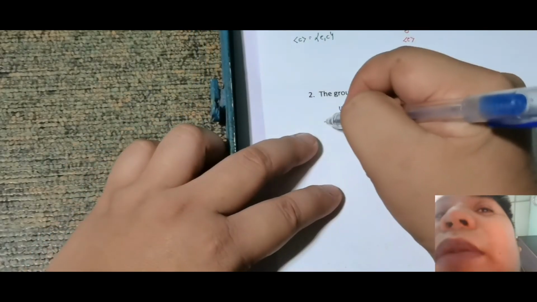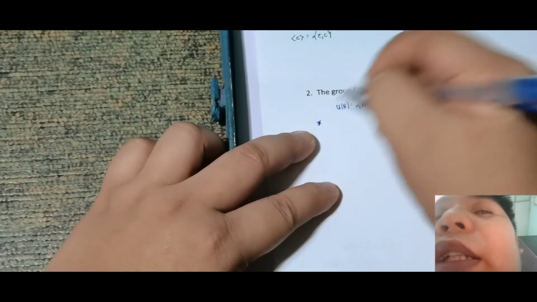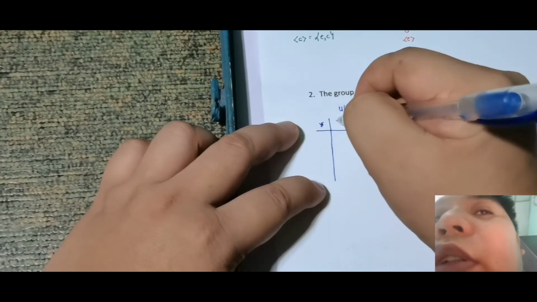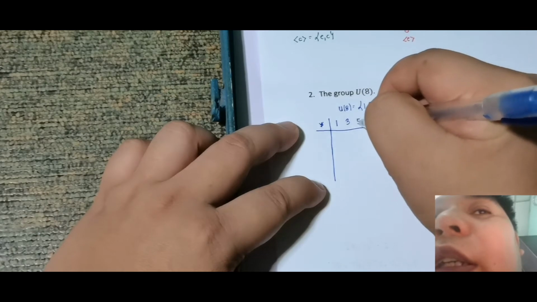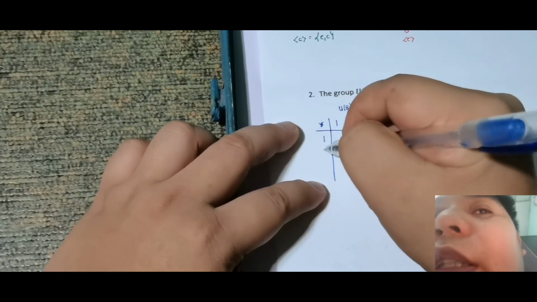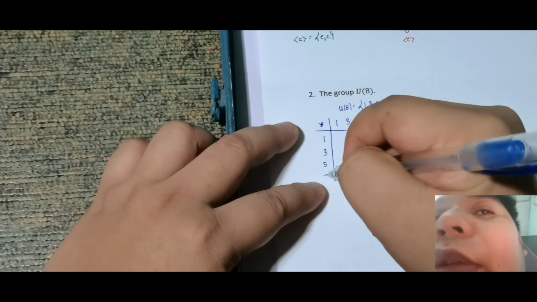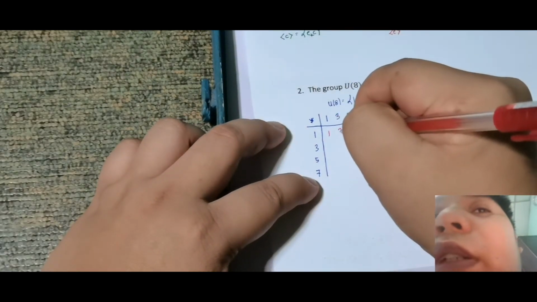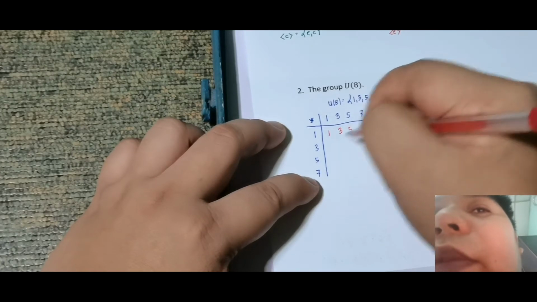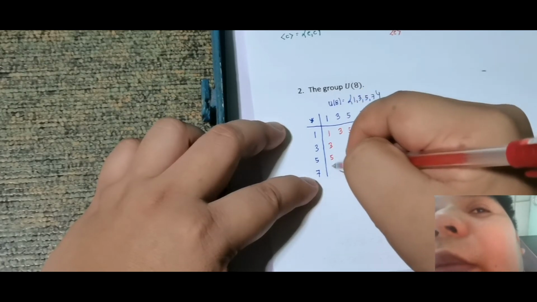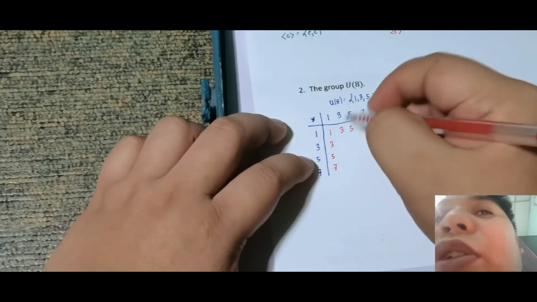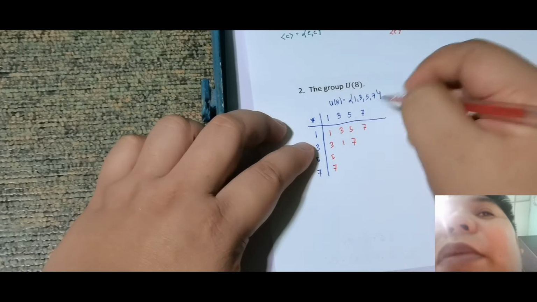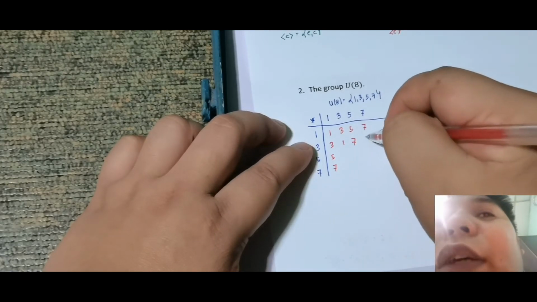So, pag ginawa natin yung group table, so sa group table kasi tayo nakadepende dito actually. Okay, so ito yung 1, 3, 5, and 7. This is 1, 3, 5, and 7. Okay, so sulatan natin. 1 times 1, 1, 3, 5, 7. 3, 5, and 7. 3 times 3 is 9, modulo 8 is 1. 3 times 5 is 15, modulo 8 is 7. 3 times 7, modulo 8 is 5.